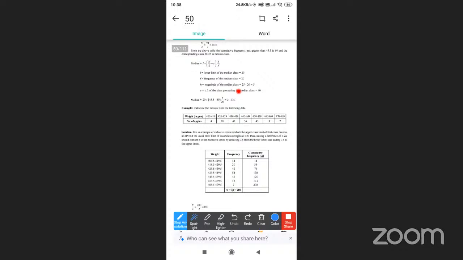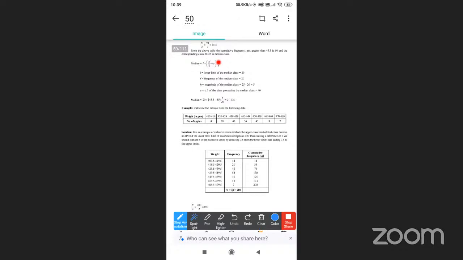So locate the CF which is just greater than n/2. n/2 means 45.5, just greater than that is 60, and the one above that is 40. So 40 is known as C, the cumulative frequency of the class preceding the median class. Now substitute all these values in the formula and simplify it. You should get the answer 21.375.